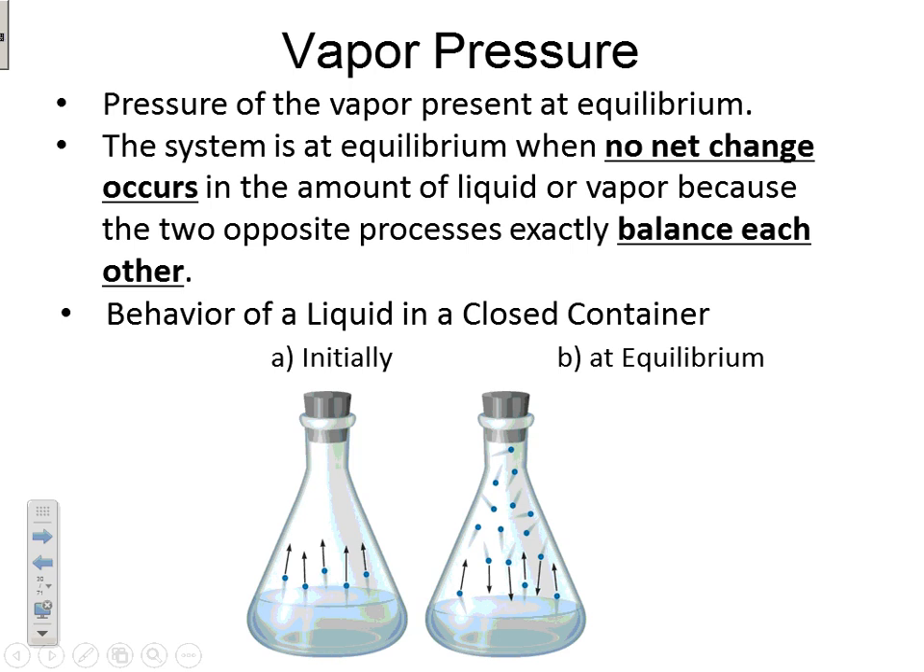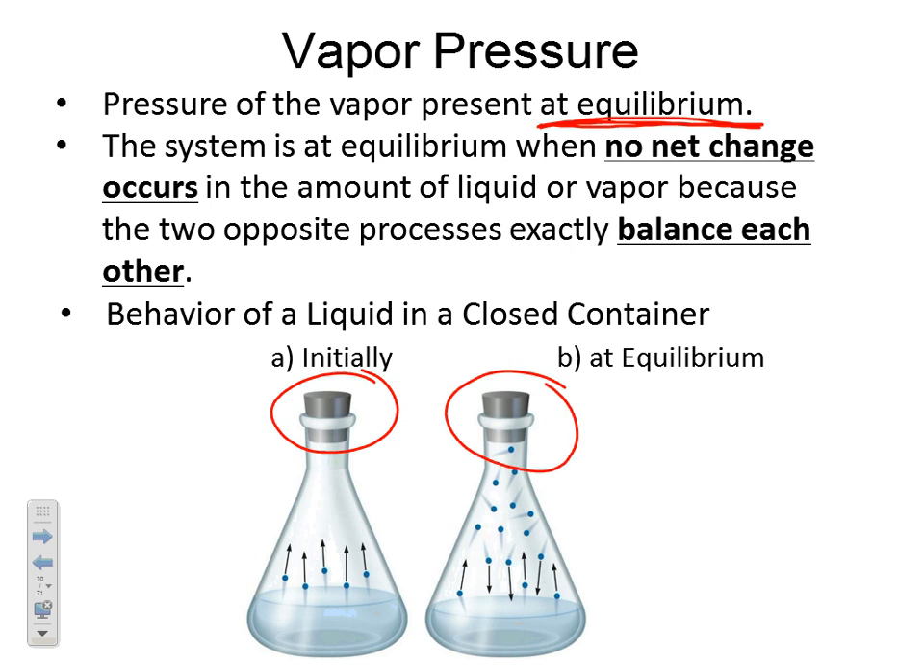Now, something also to bear in mind with vapor pressure is that we are talking about a system that is at equilibrium. In the example we see in the picture, we simply stoppered the bottle and allowed the system to get to equilibrium. So I wouldn't really be talking about vapor pressure in this first sample because it's not at equilibrium yet.